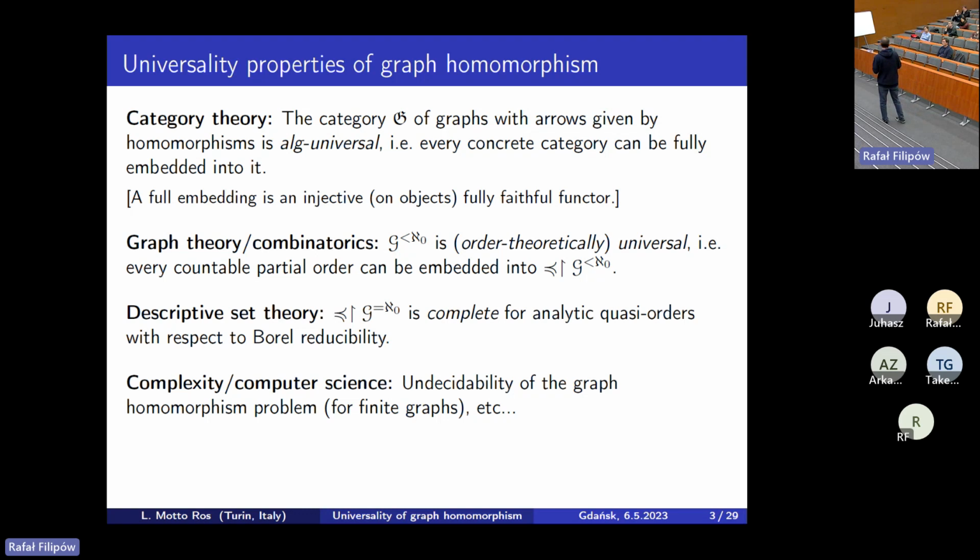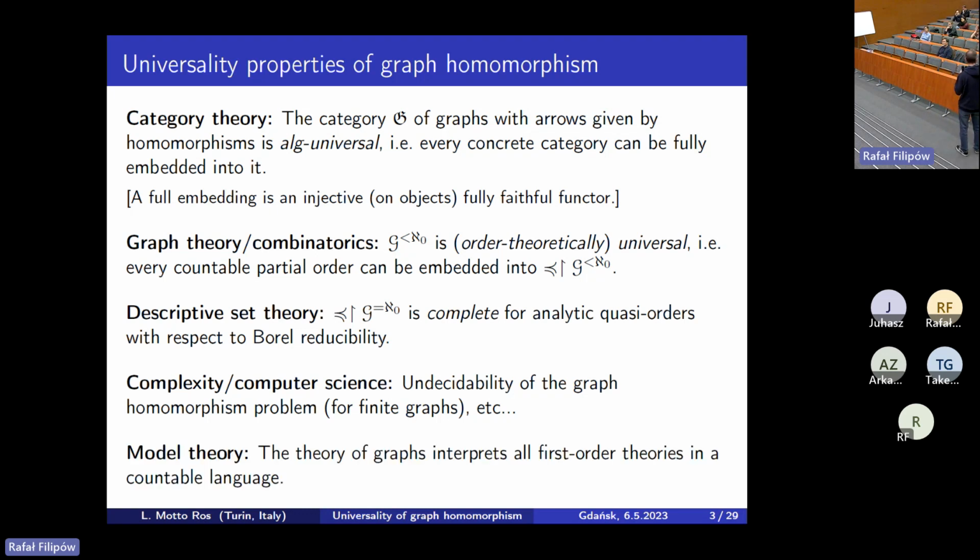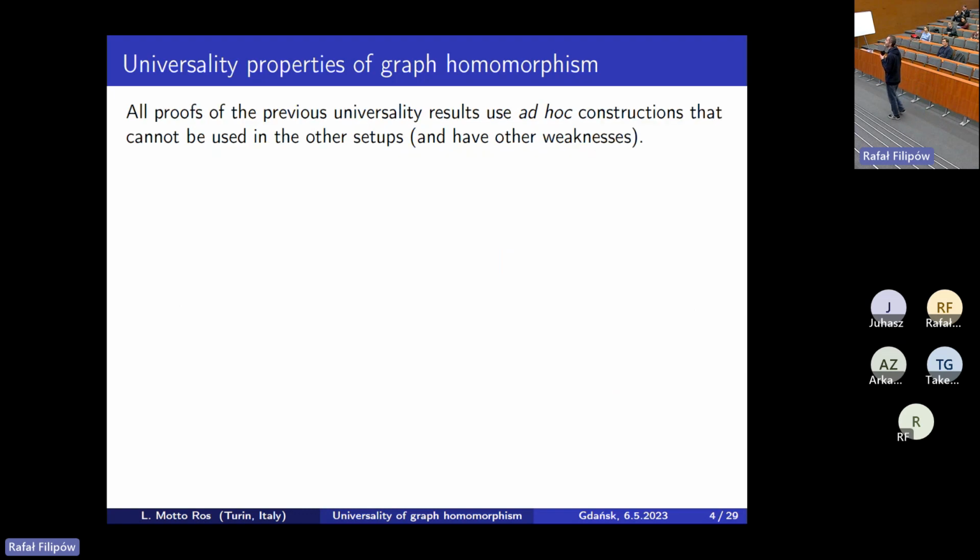And then, of course, we have all the stuff coming from computer science, so the undecidability problem for the existence of homomorphisms between finite graphs. And we have things from model theory saying that every theory can be interpreted in the theory of graphs and so on and so forth. This is what I meant. We all know that graphs are complicated and homomorphism is universal, right? So in every field, you have some results saying that.